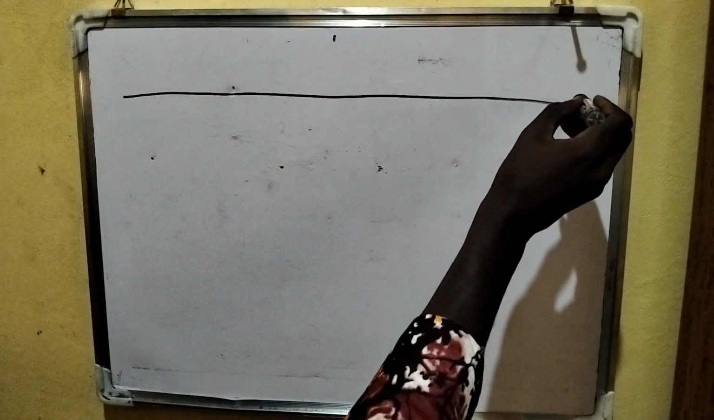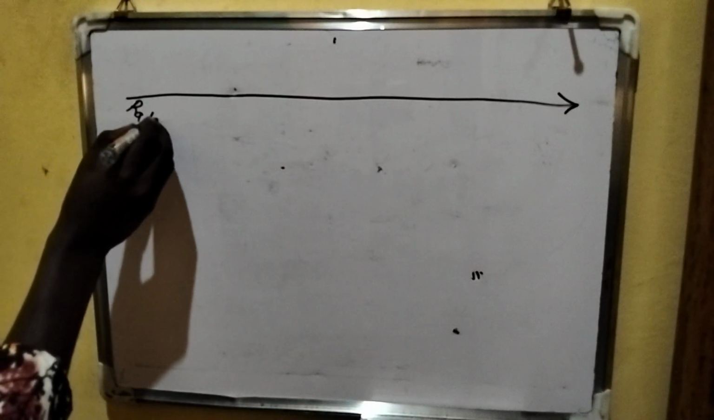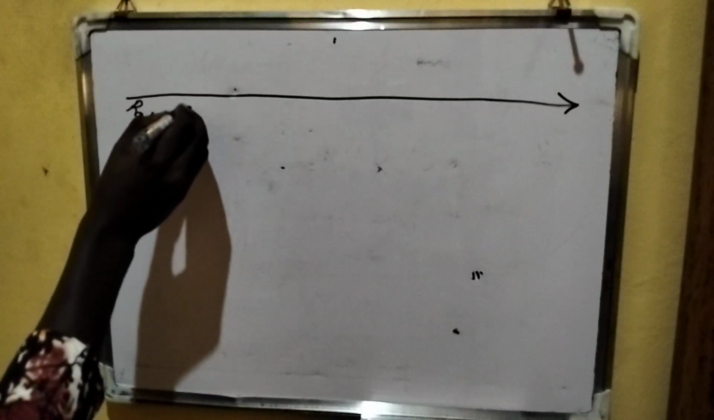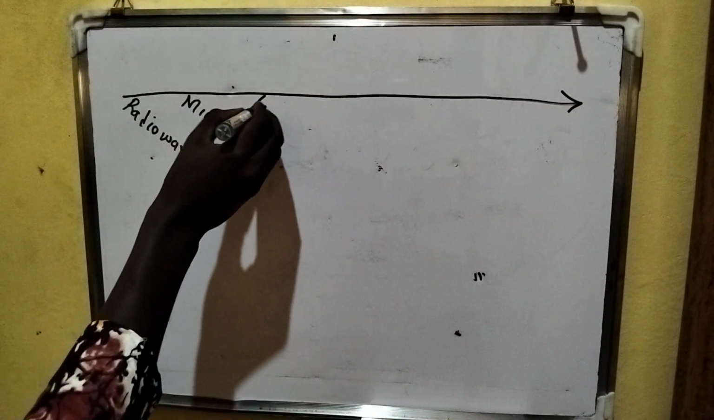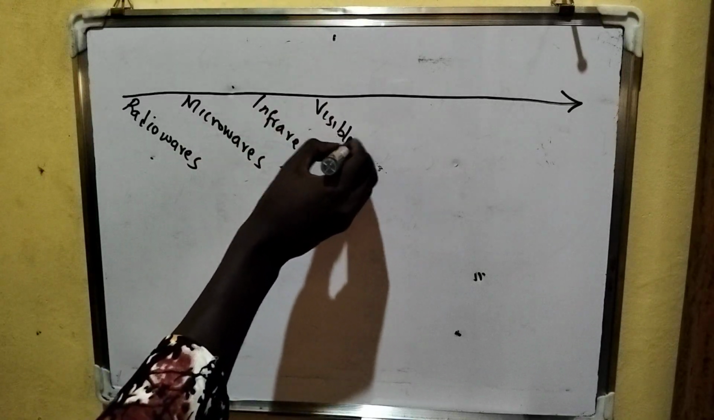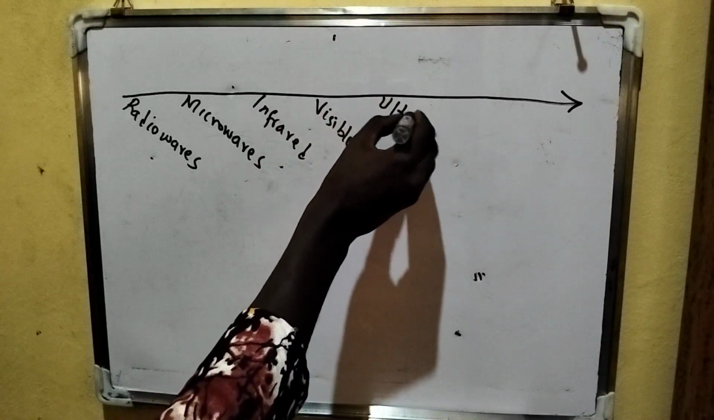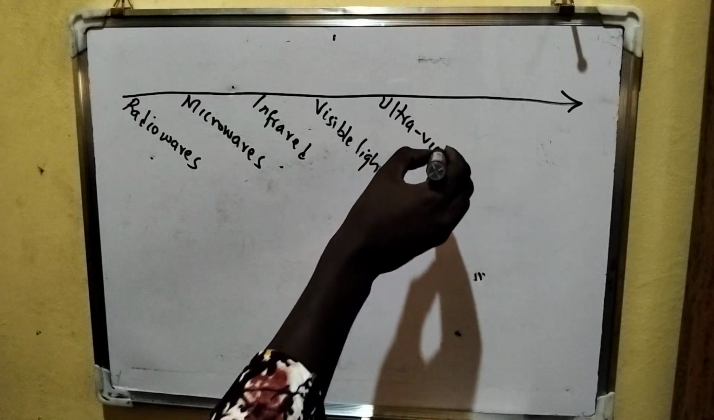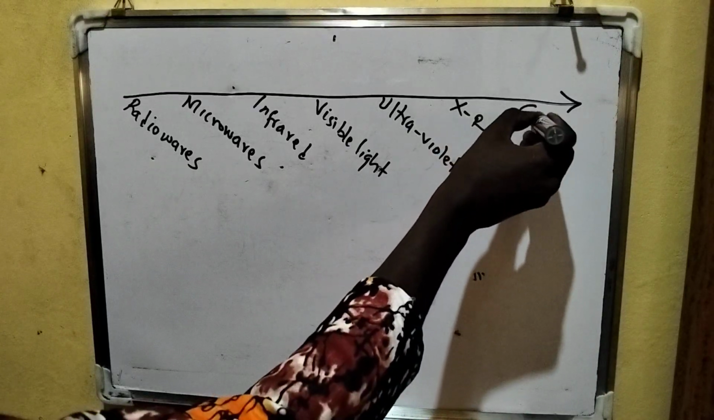I want us to have an arrow this way, with our radio waves starting here: radio waves, microwaves, infrared, visible light, ultraviolet, X-rays, then gamma rays.